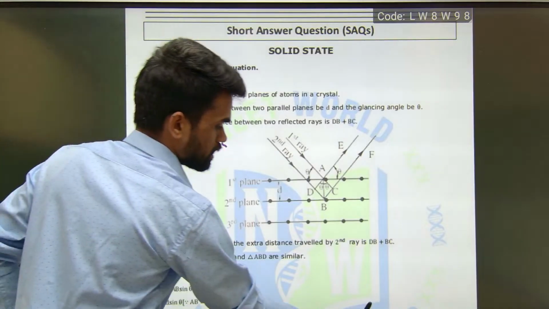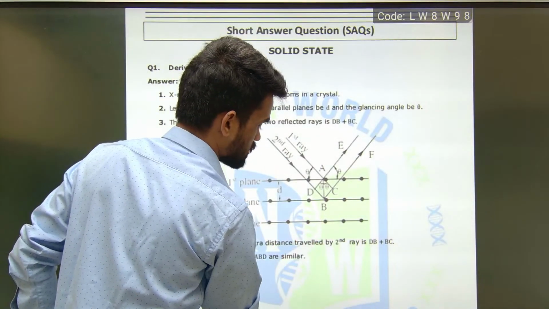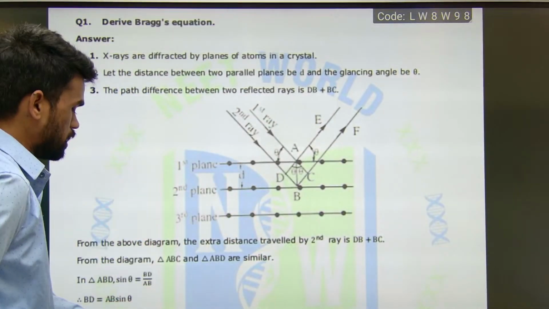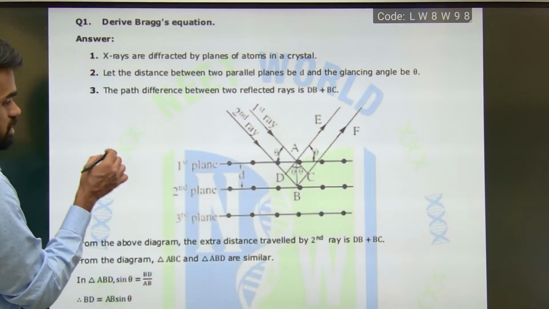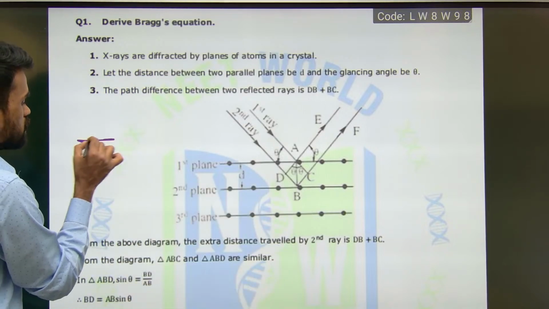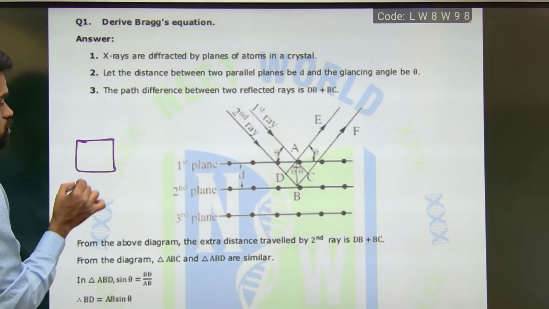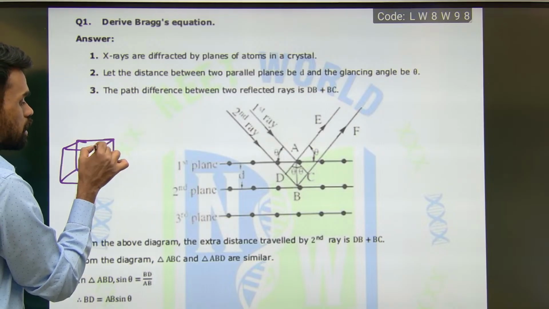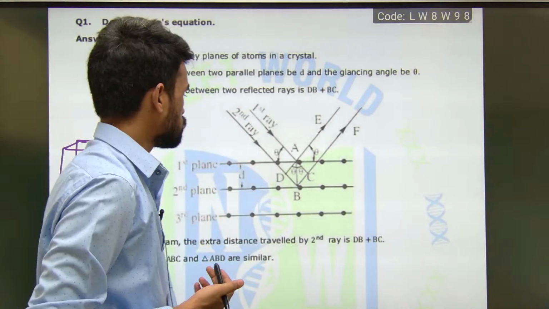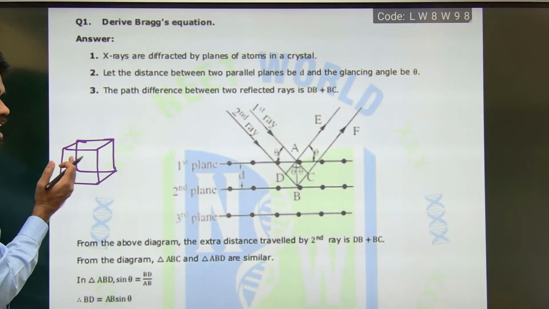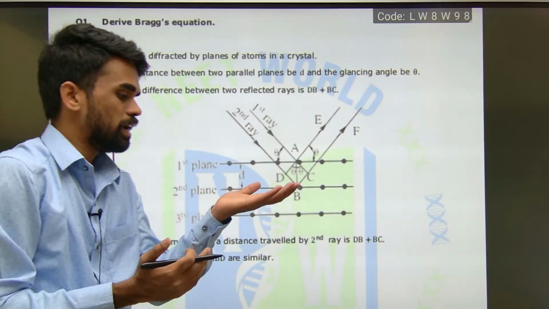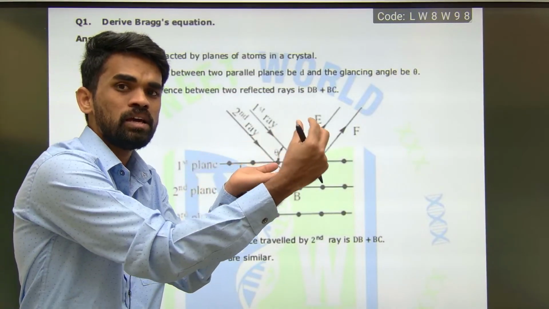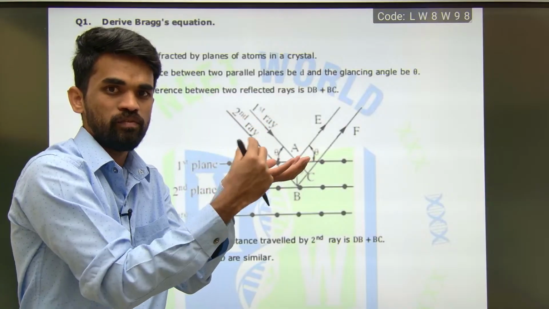The question says: what is the use of Bragg's equation and what exactly is Bragg's equation? I will tell you, just listen here. We know the chapter name is solid state, so let us take some solid crystals. In these solid crystals, atoms are arranged in a regular fashion, in a fixed manner. A crystal lattice is made up of atoms oriented in a regular, fixed way of arrangement.